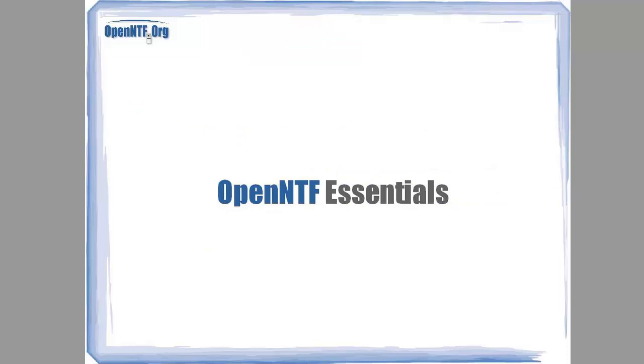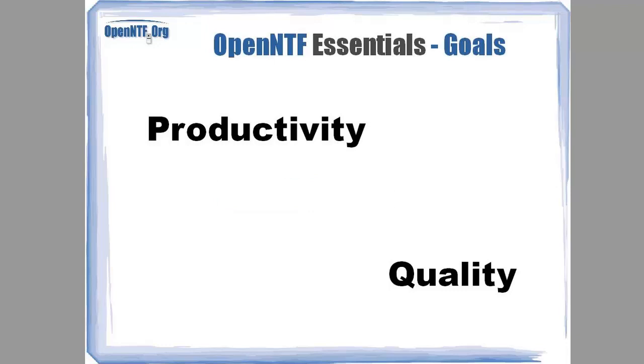And the result of them we call OpenNTF Essentials. Very easy to know or recognize this name. And Essentials itself has two goals: inclusivity and quality. We had a lot of other goals written, and we could summarize it to this one: productivity and quality. Let people be faster, productive, and deliver good quality.